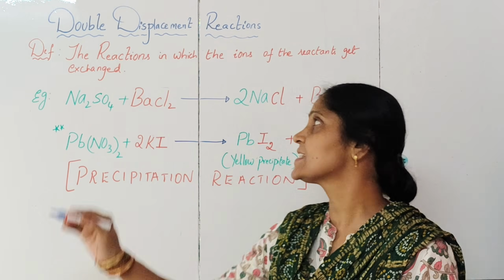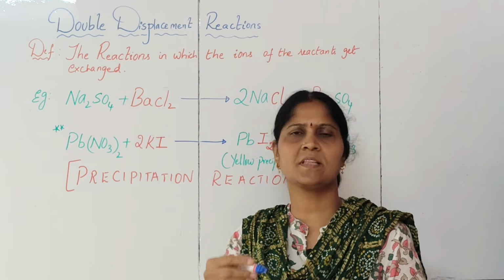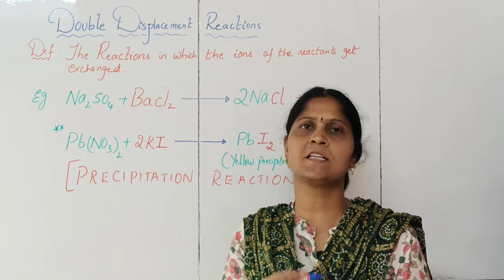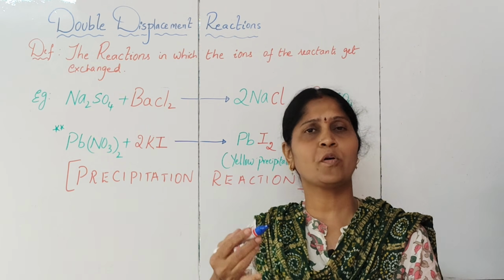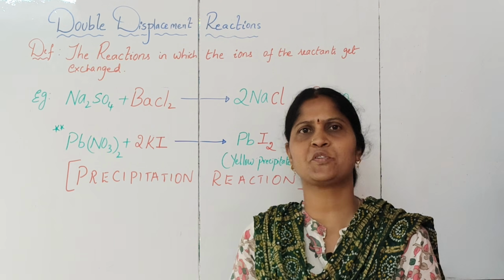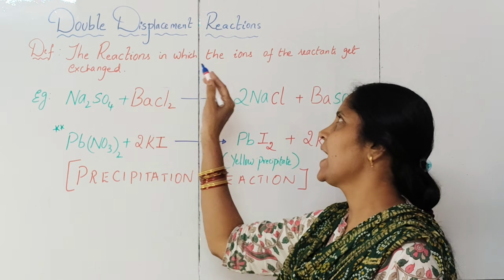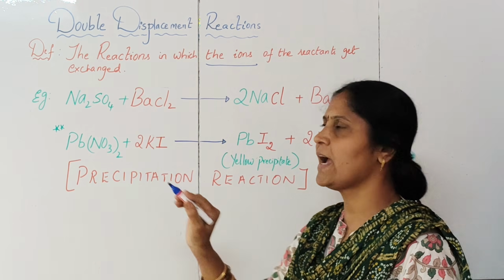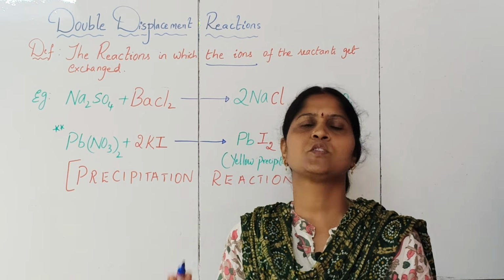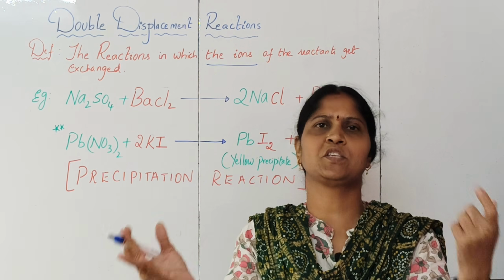So today let us discuss the double displacement reactions. In the last video we discussed single displacement reactions, wherein a more reactive element replaces the less reactive element. So what is this double displacement reaction? The reaction in which the ions of the reactants get exchanged. So the cations and anions get exchanged.